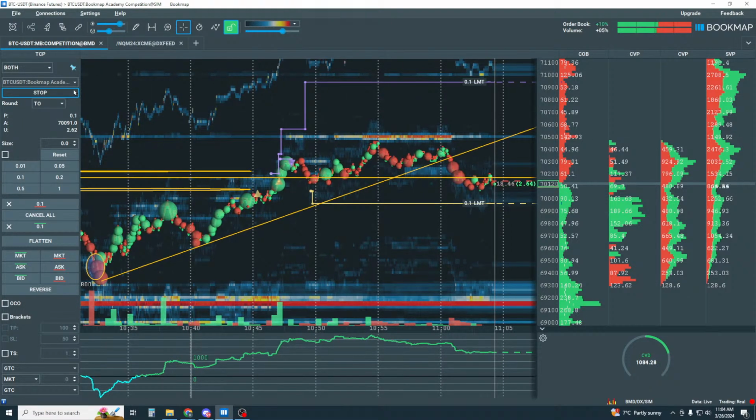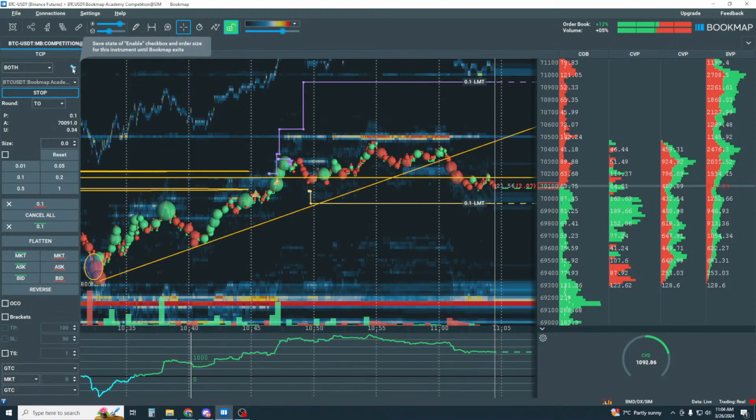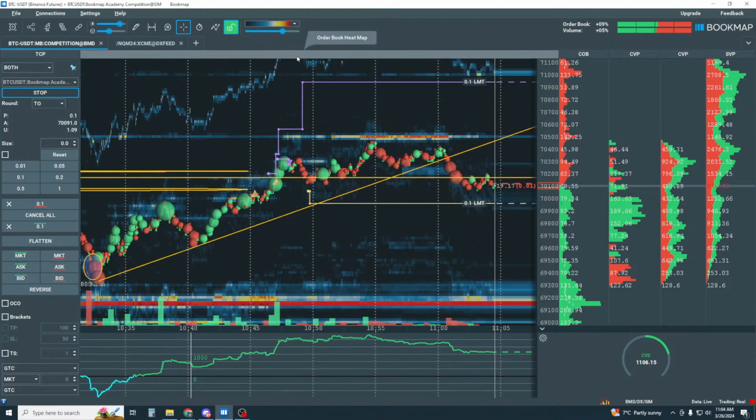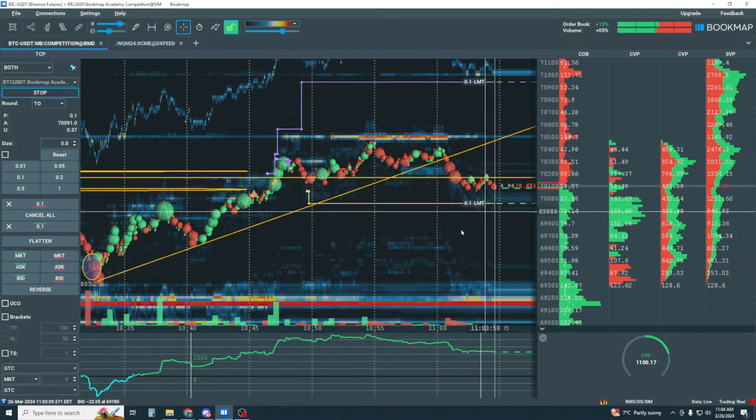Guys, if you want to continue to see your orders in here, click on this little pin here. That'll always keep it open. Otherwise, it will close, so you don't accidentally manage your trades improperly in here.